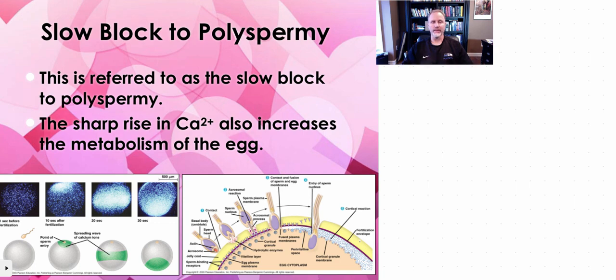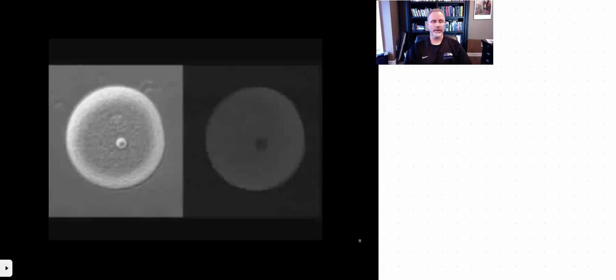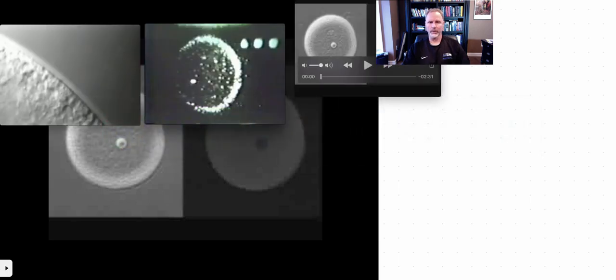You get a large rise in calcium, and this is going to trigger a variety of changes in the surface of the egg. It's also going to act to increase the metabolism of the egg, letting it know that fertilization has occurred, and now you can divide the rest of the nuclear material in there. Okay, so here's a short video that we can watch that reiterates a little bit about what we were talking about.